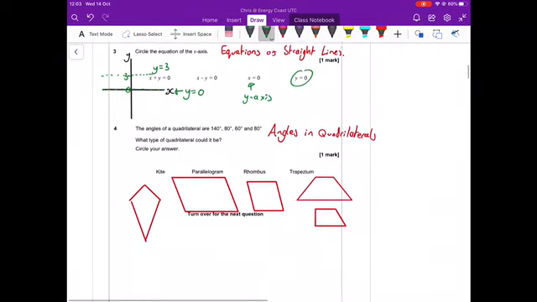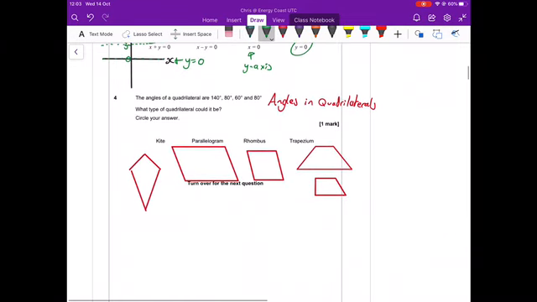Right, let's have a look at the next thing. So angles and quadrilaterals. Let's look at what information it's given me. I know these numbers are going to add up to 360 because it's a quadrilateral. What have we actually got? We've got the 2 angles are the same. So that's the only info I've really got to go off on this. Let's have a look at these pictures.